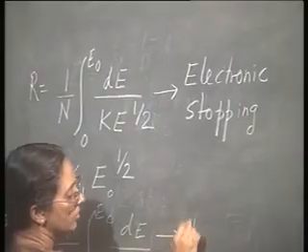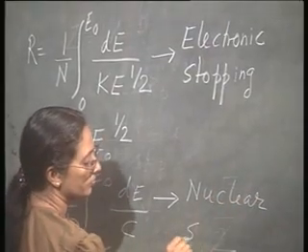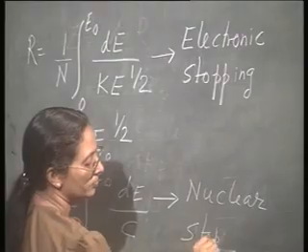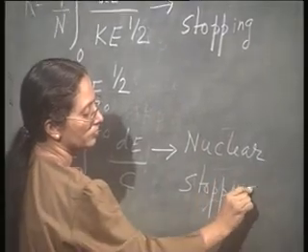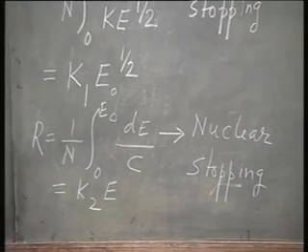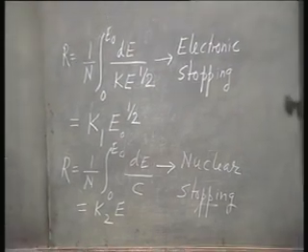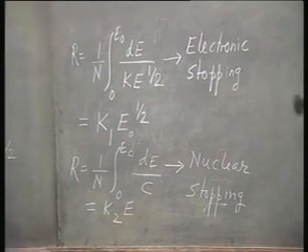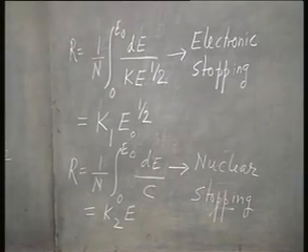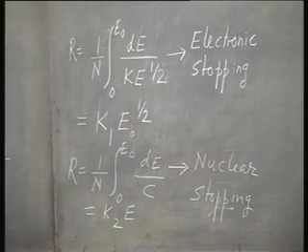And this is where nuclear stopping dominates. So, in both cases you see R is some function of energy. It is either proportional to the square root of energy or it is proportional to energy, showing that as the energy is increased, the ion moves deeper into the semiconductor, as of course intuitively we guessed.